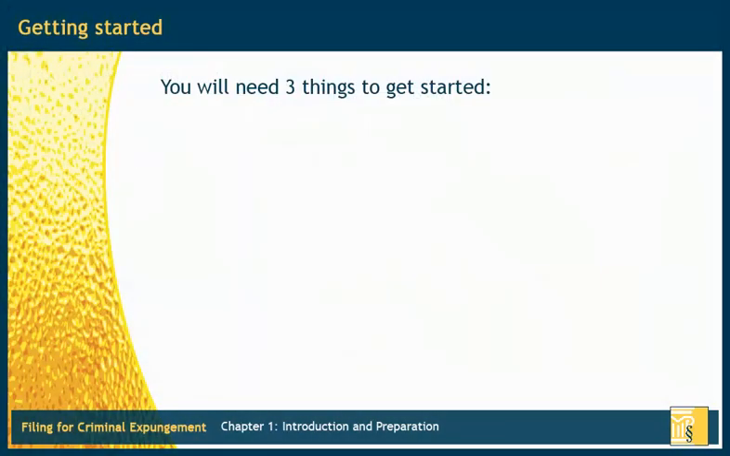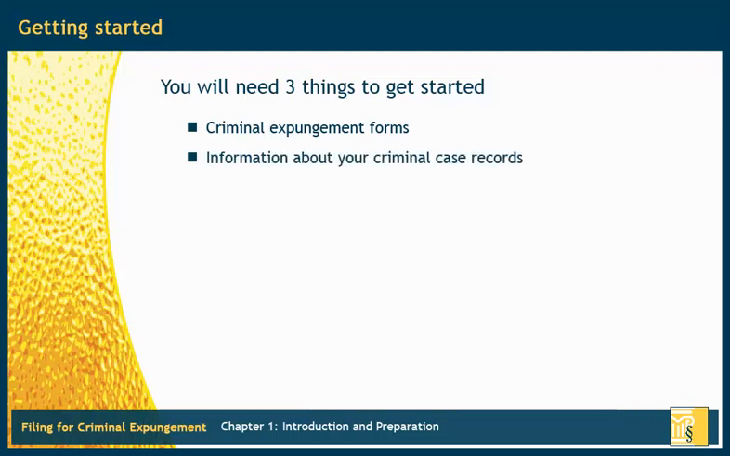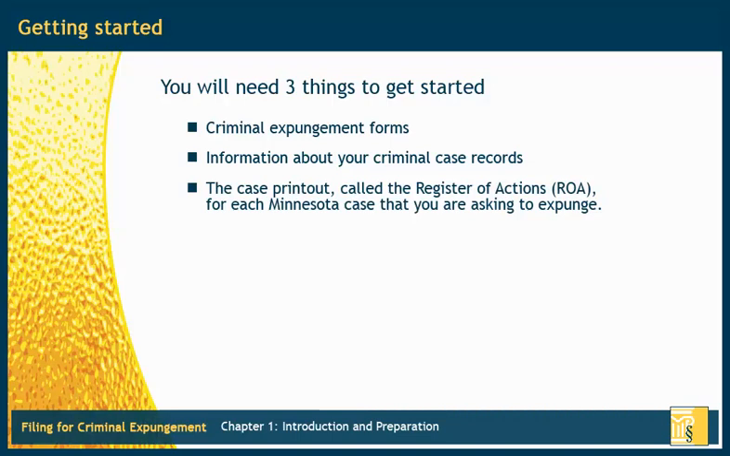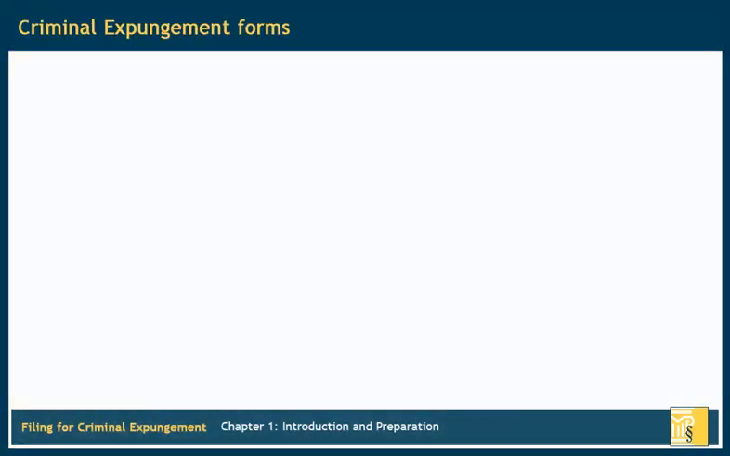You will need 3 things to get started with the criminal expungement process: the criminal expungement forms, information from your criminal case records, and a case printout called the Register of Actions, or ROA, for each case you are asking to expunge. First, let's get the criminal expungement forms.